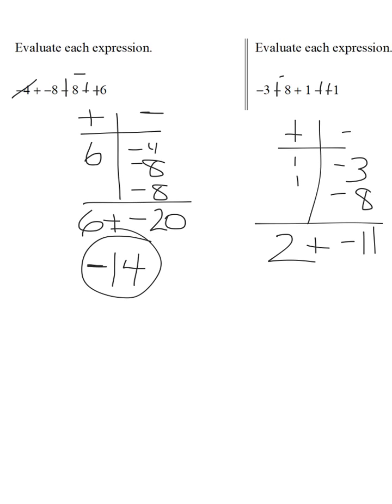So I've got different signs, so you'll always be subtracting at this point. I think 11 minus 2 is 9. Now I look to see I had more negatives, so my symbol is going to be negative in my answer. My answer is -9.